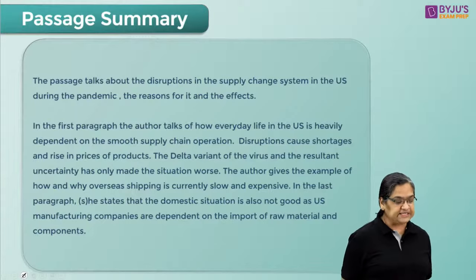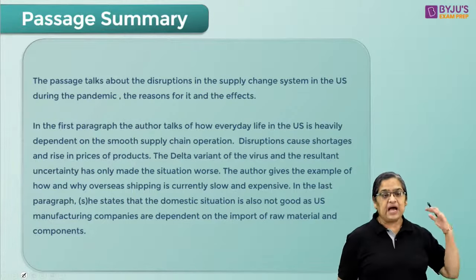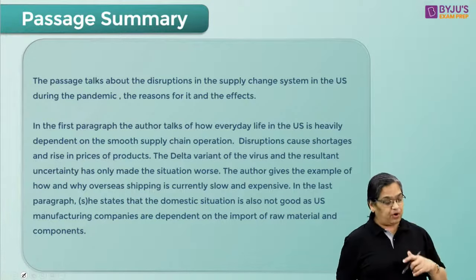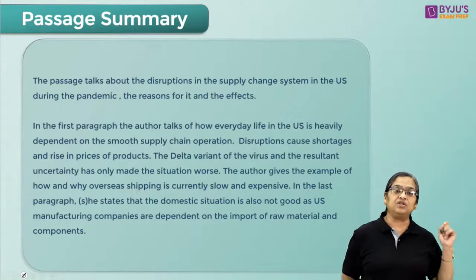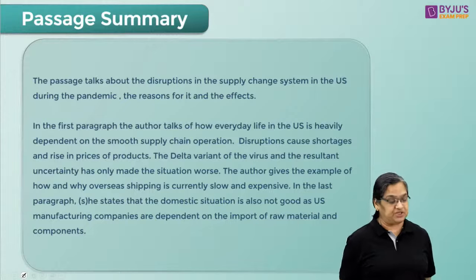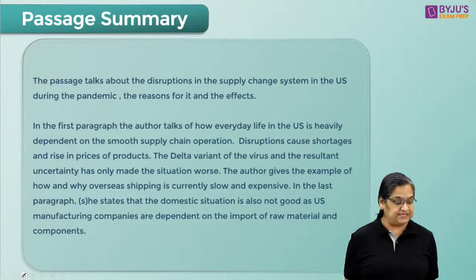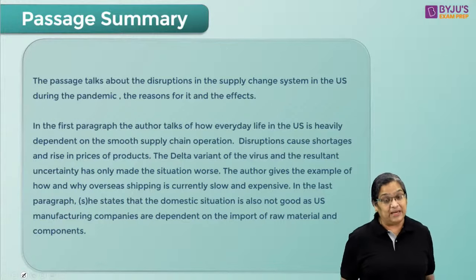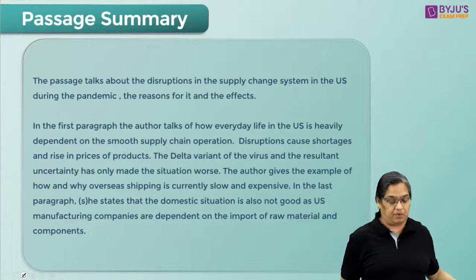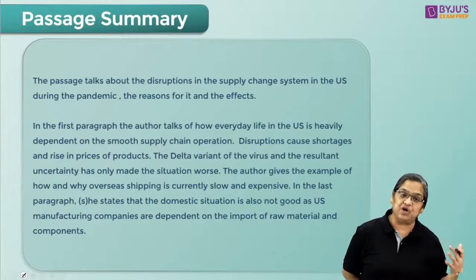Correct? What did he say? In the first paragraph he says how everyday life in the United States changed because it is heavily dependent on the smooth supply chain operations. What happened? Disruptions caused shortages, they caused a rise in prices of products. Then he says that is what happened during the pandemic. Now there is the Delta variant. The Delta variant of the virus and the resultant uncertainty has only increased problems. It has made the situation worse.